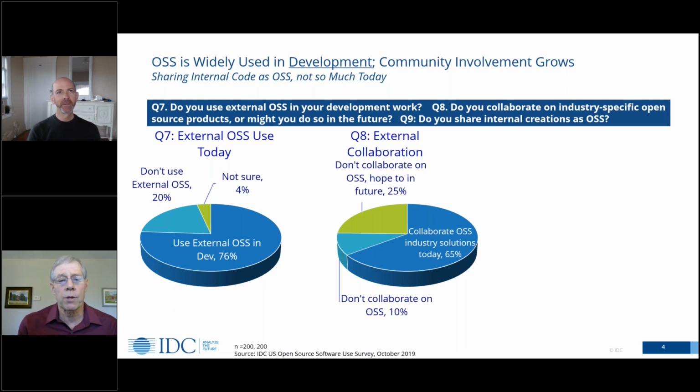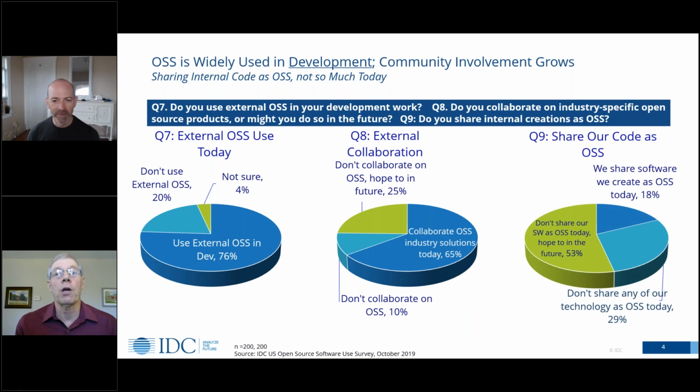In terms of external collaboration, 65% of the folks are telling us that they're collaborating on external open source software solutions today. That doesn't really surprise me. In most cases, developers participate in offering some development support for some of the projects that they're most likely to be using or they're most satisfied with.